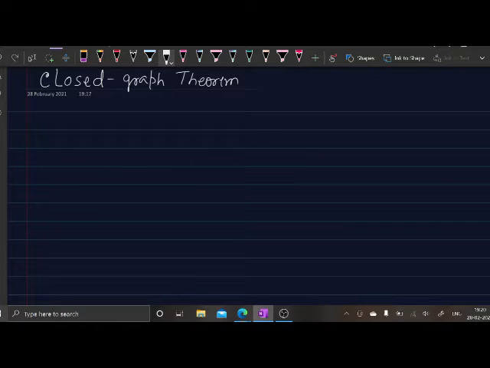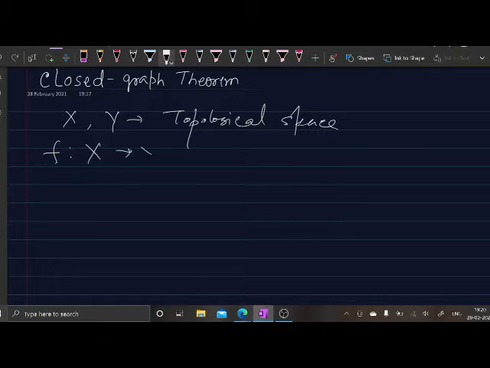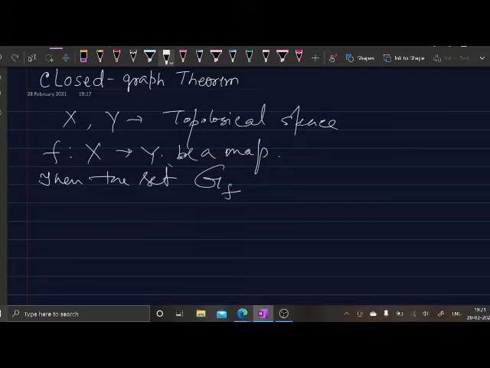From two topological spaces. So suppose you have two topological spaces X and Y, and given a map f from X to Y. Then the set, which will be denoted by G_f, or sometimes it is denoted by graph f.